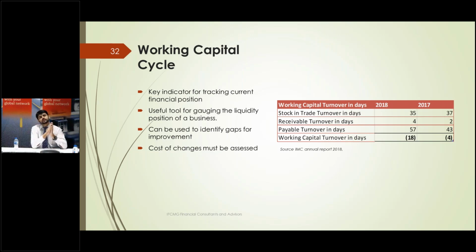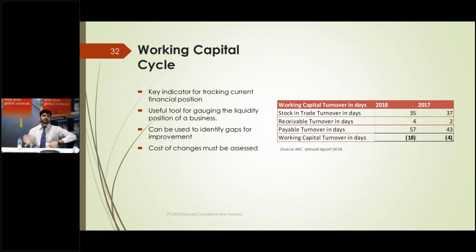If you look at the payable turnover in days, that is 57 days. That means we have 57 days to utilize someone else's finance for our benefit. As you can see, the Indus Motor Company's model is primarily based on getting advance from clients.